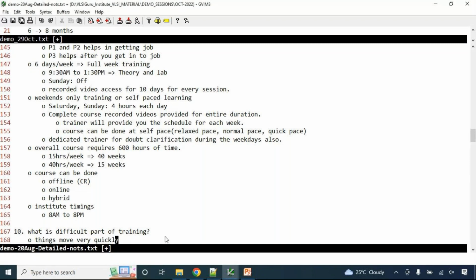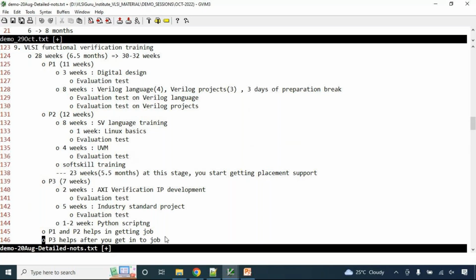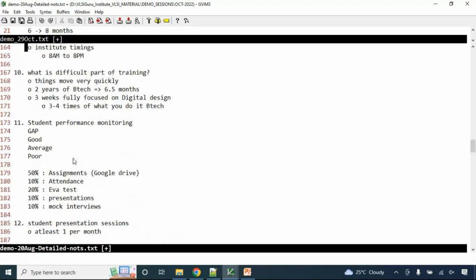So let us resume the session. We were discussing the VLSI design flow, and we discussed what is front-end domain, what is back-end domain, and we discussed that functional verification training is divided into three phases. Let's now get into the training, how you should plan.